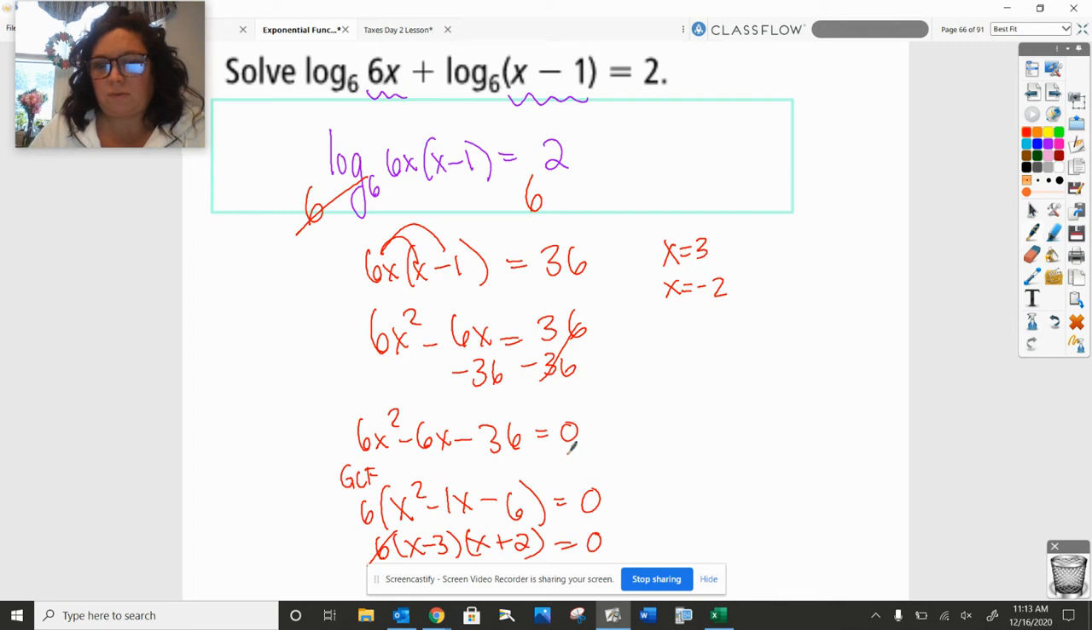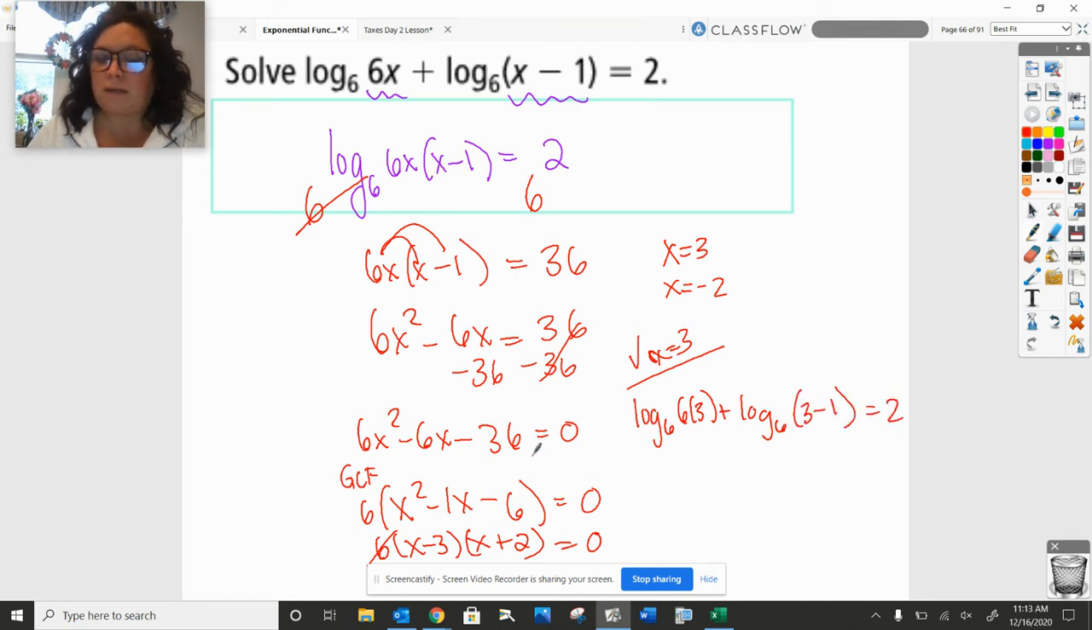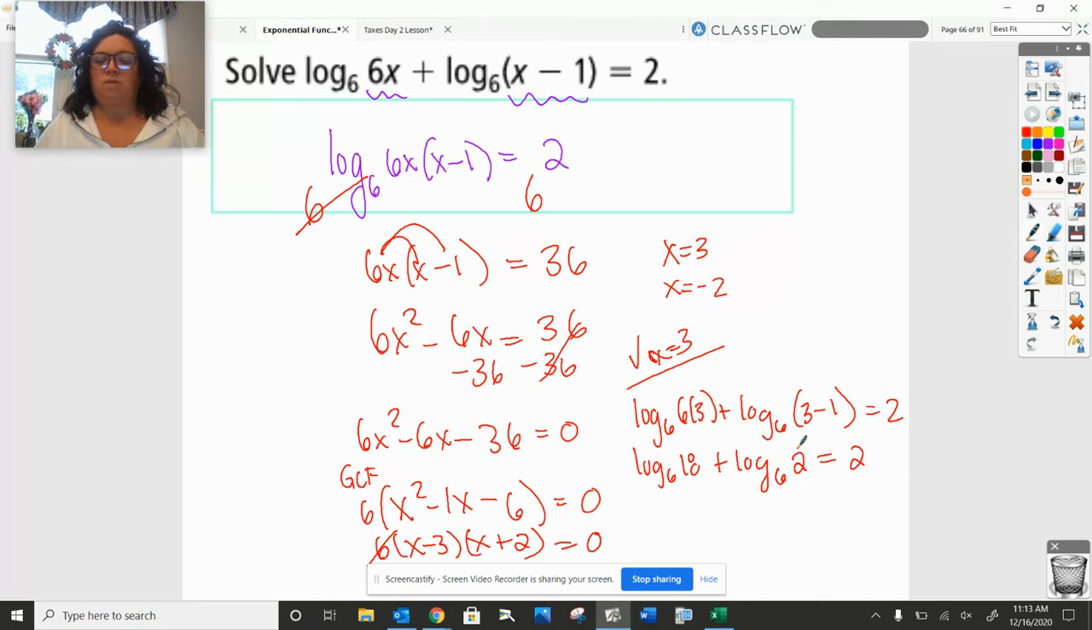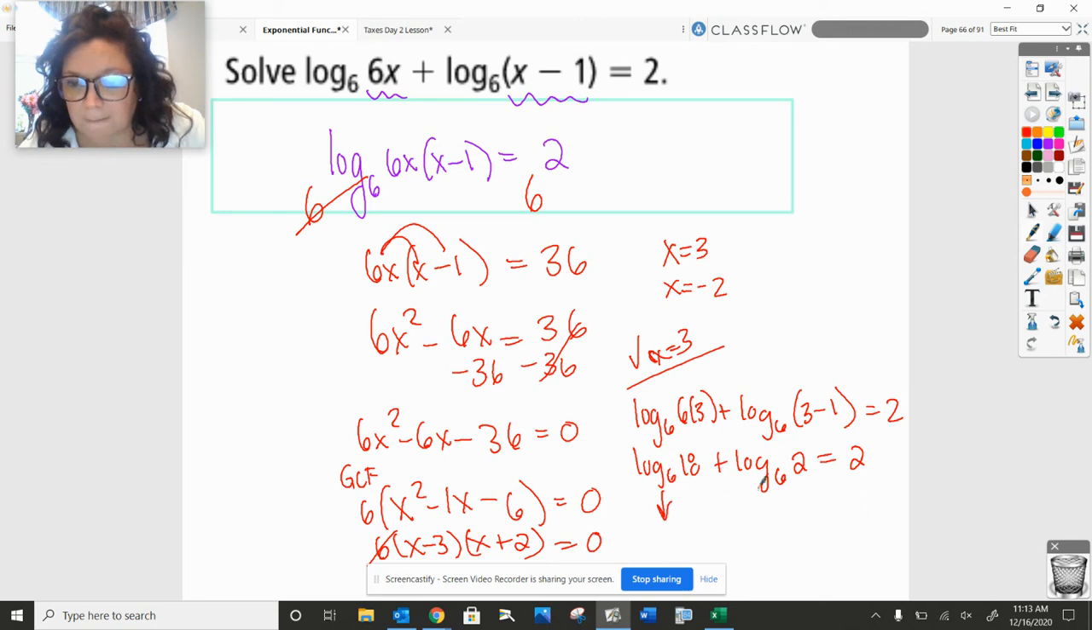So I'm going to try them out. Don't circle them yet. We're going to do our check for x equals 3 first. You plug into the very original problem on the page. Log base 6 of 6 times 3 plus log base 6 of 3 minus 1. And we're seeing if that is equal to 1. Log base 6 of 18 plus log base 6 of 2. Again, do not combine these. You're testing with the very original on the page. Oh, geez, when I go to figure out what these numbers are, they're not in base 10. So no problem.